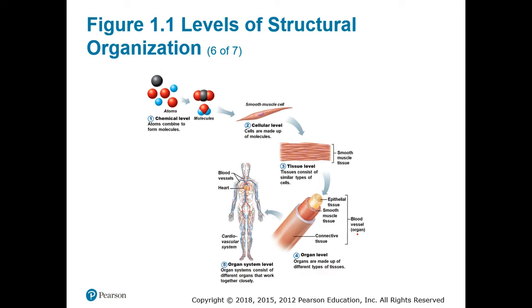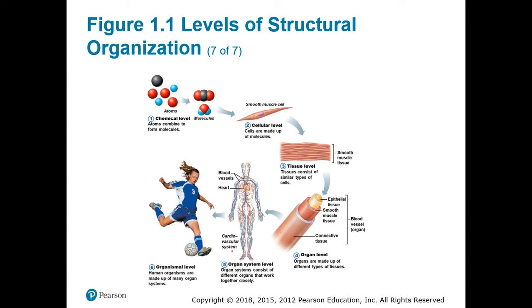These different organs come together to make something called an organ system. So blood vessels, along with the heart, make up the cardiovascular system. And then a bunch of different organ systems that we're going to talk about next make up an organism.